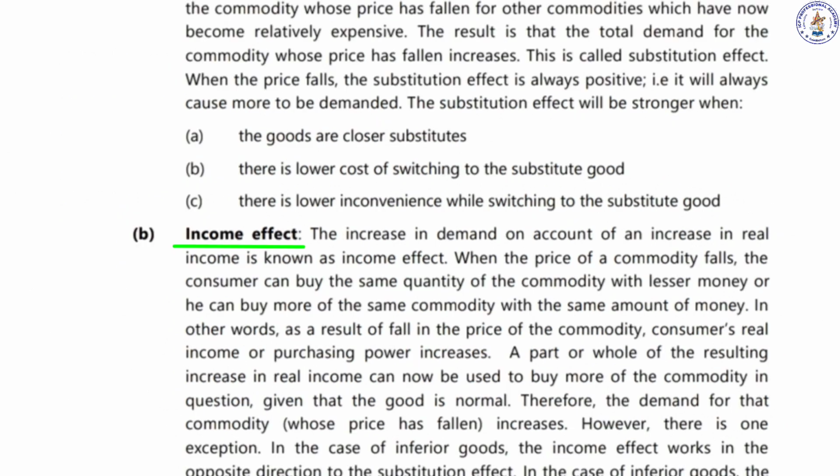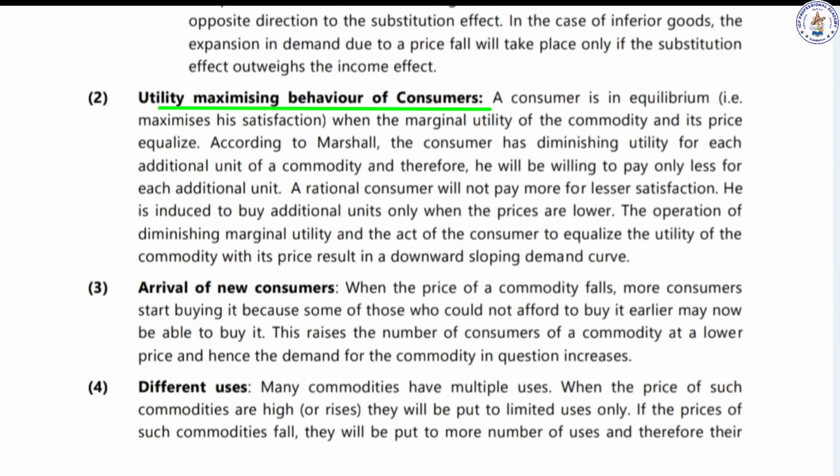Income effect: the consumer's income might make a change in the demand. The second is utility maximizing behavior of the consumer. I told you the diminishing marginal utility operation and the equalizing of the utility to the price paid for the commodity. These two make the curve slope downwards. Third one is new consumers coming into the market. And the last one is different uses of the product.